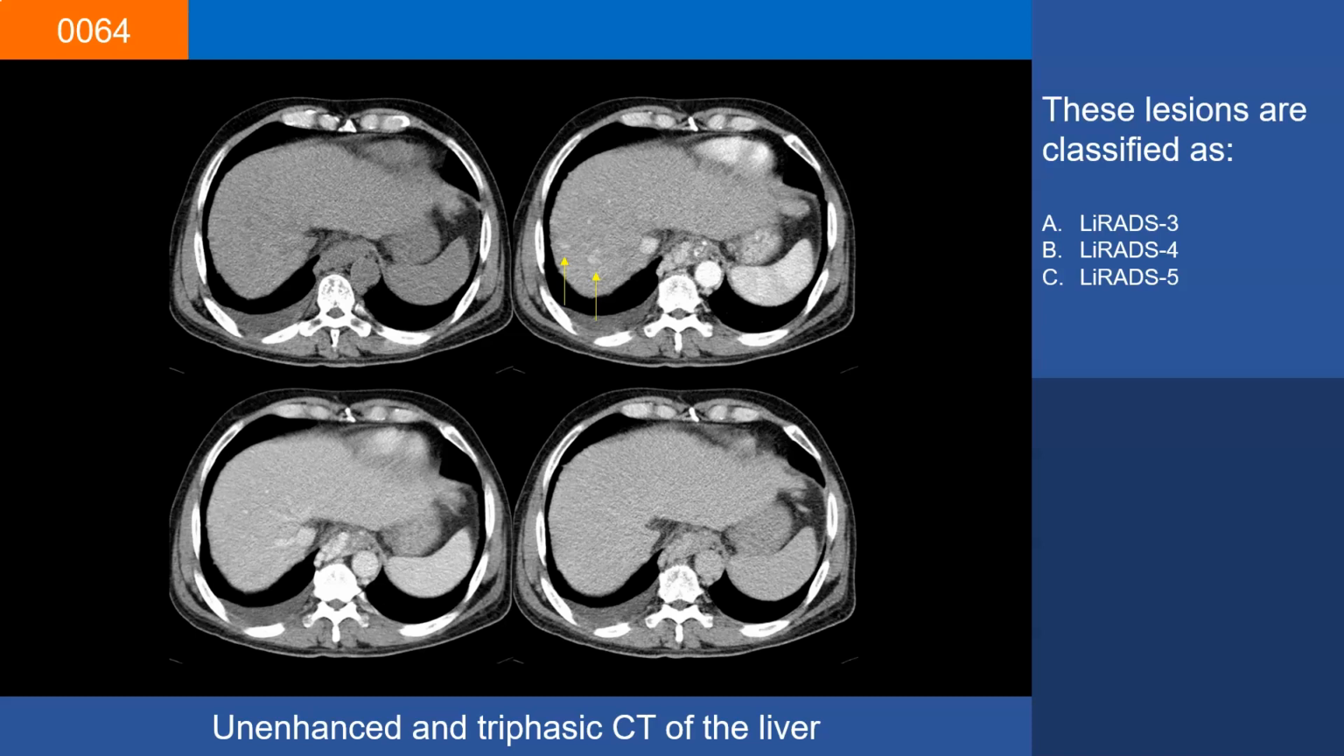This is a cirrhotic liver, and you see the lower esophageal varices, and the enhancing lesions are seen in the early phase of the triphasic CT. The correct answer is LI-RADS 3.